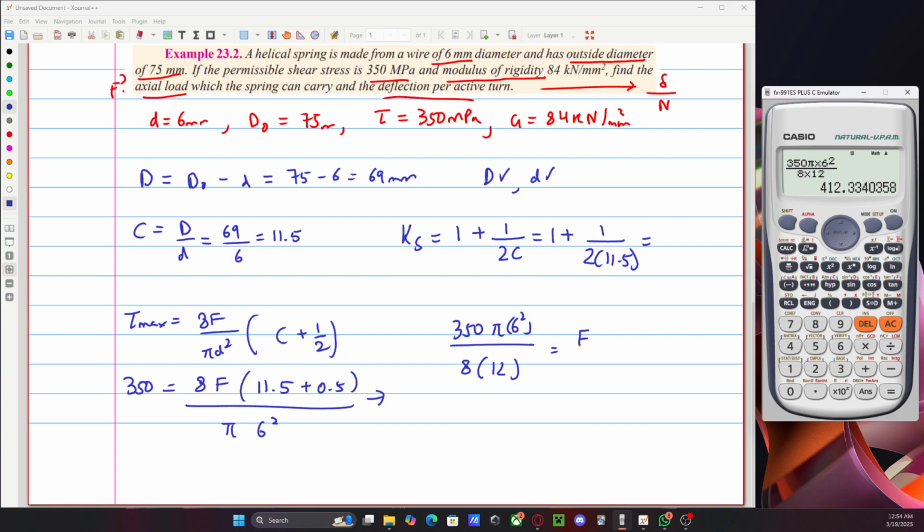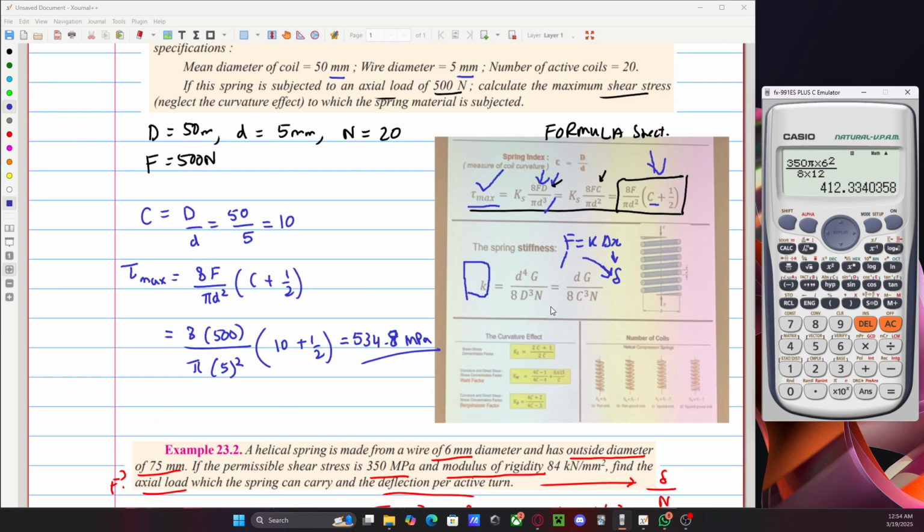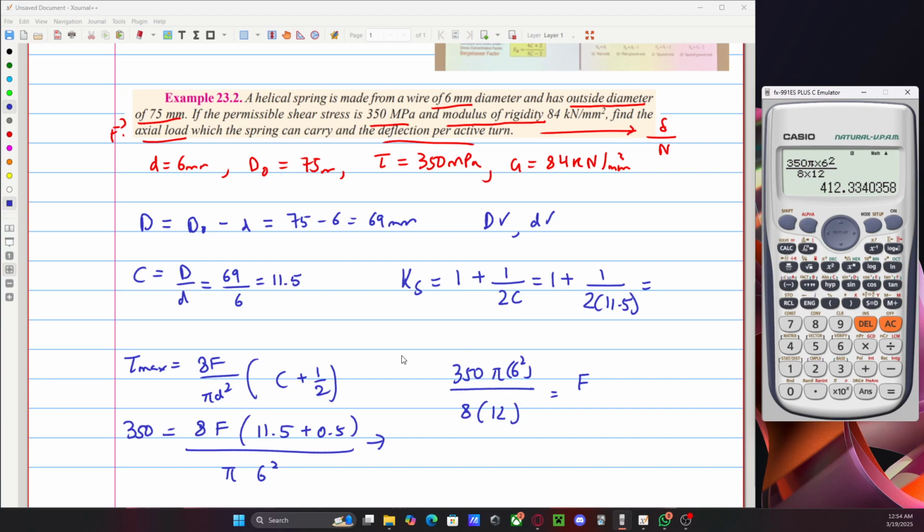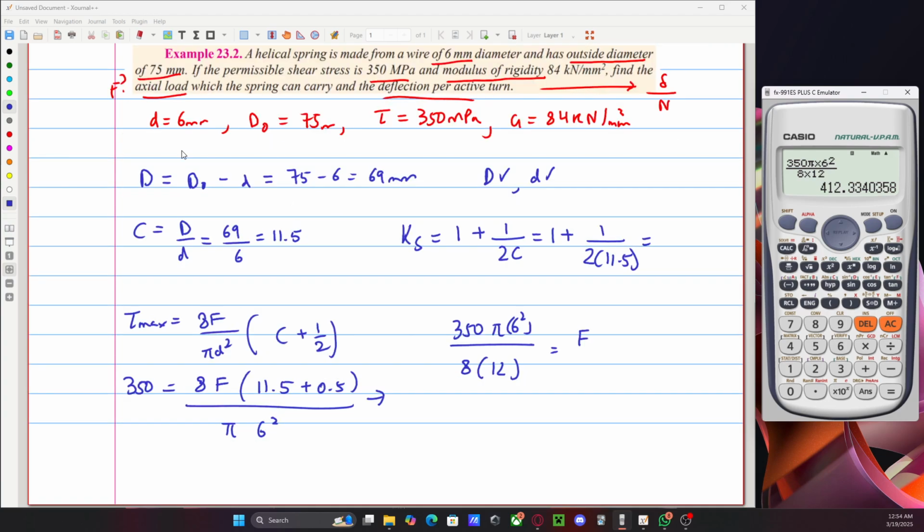Now, Ks, yeah, F pi d squared, d is 6, yeah. Yeah, that should be fine. Okay. All right, so 412. So we can just write it as 412 newtons. This is the force we're going to use.